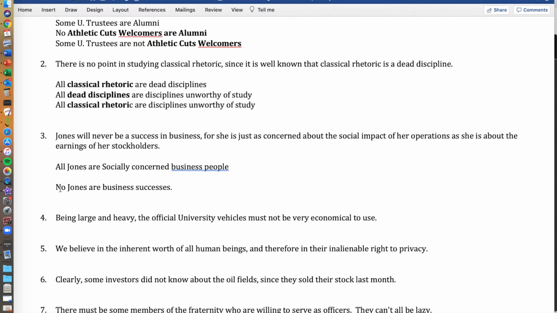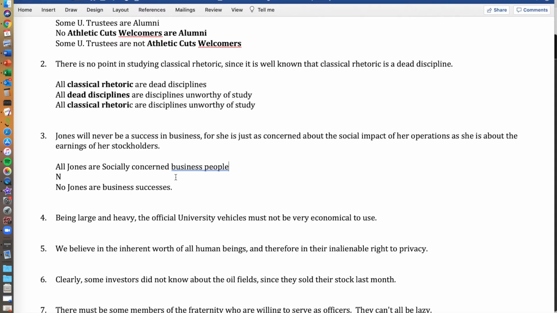We see that the conclusion is negative, and that tells us the missing premise is also going to be negative. It has to be, because that would help us to avoid unequal negation. Then the middle term is socially concerned business people, which is an abbreviation of people concerned about the social impact of their operations as they are about the earnings of their stockholders. We're just abbreviating that term for the sake of efficiency.